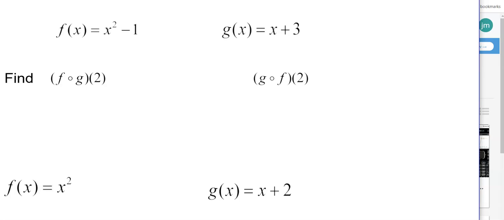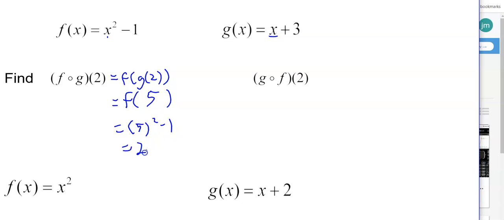Let's try it one more time. Let's try it with this one. So different functions, so the functions have changed. So let's do this one. So f of g of 2. The inside function would be g of 2. Everywhere there's a g, you're going to plug in 2 here. So this would be f of, see, g of 2 is 2 plus 3, which is 5. Now the 5 gets plugged into the x right there because x squared minus 1 is the f function. So this will be 5 squared minus 1, which is 24.